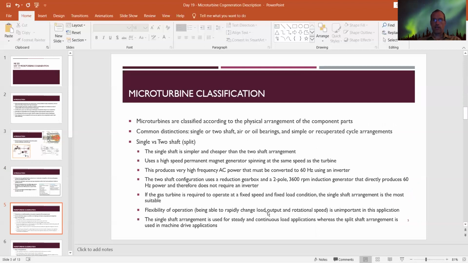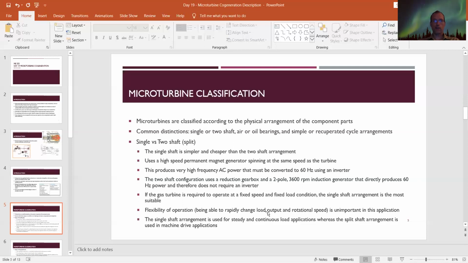These are classified based on a few factors, based on the physical arrangement of the component parts. Common distinctions are single or two shaft, air or oil bearings, and simple or recuperated cycle arrangements. I'm going to talk about a couple of those. Single shaft versus two shaft, also called split shaft. The single shaft is obviously simpler, also cheaper than the two shaft arrangement. It uses a high-speed permanent magnet generator spinning at the same speed as the turbine. That's going to produce very high-frequency AC power. To get that into normal power to use in the grid, you need to convert it into 60 hertz, so you need to use an inverter for that.